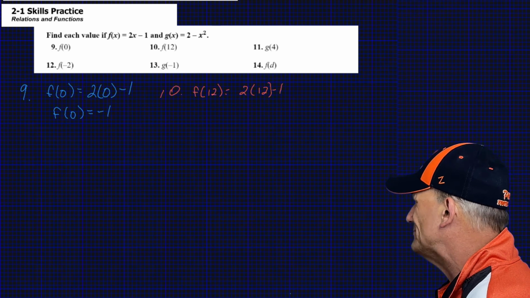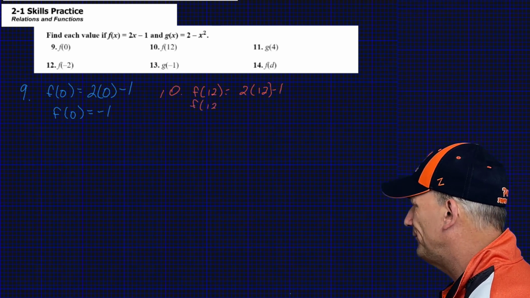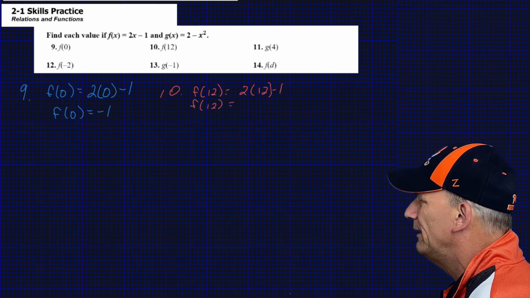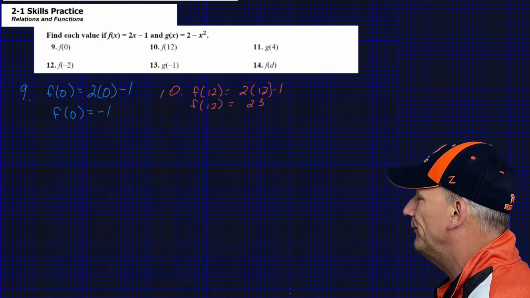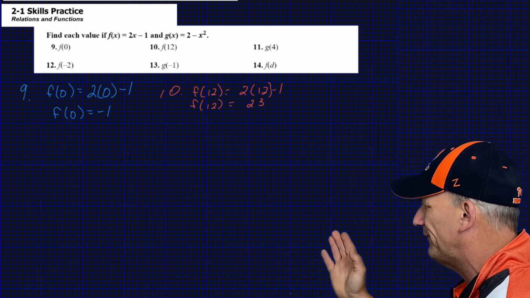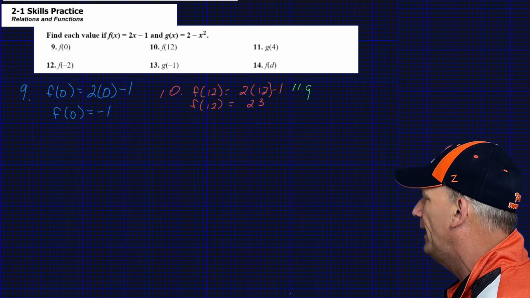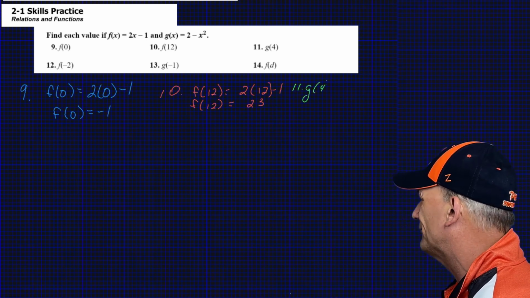All right, 10. We got f of 12. Same thing. 2, open parentheses, 12, minus 1. 24 minus 1. So when I substitute f of 12 in, I get 23. And that's how we want to show the answer. We have to know what you substituted in and evaluate it to get your answer.